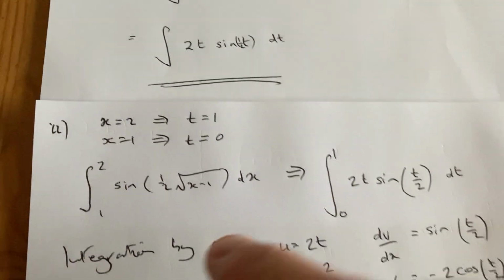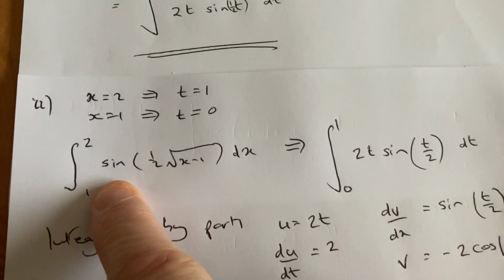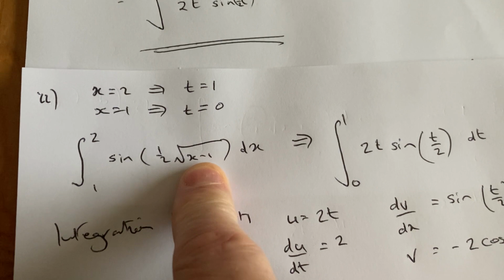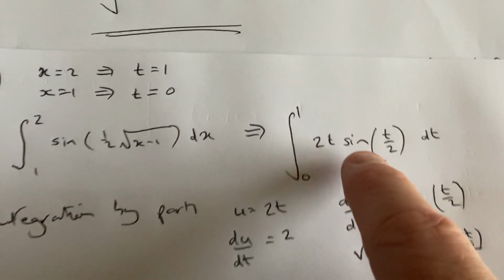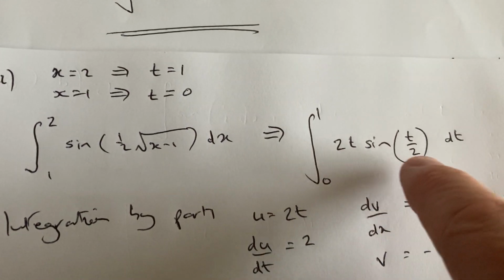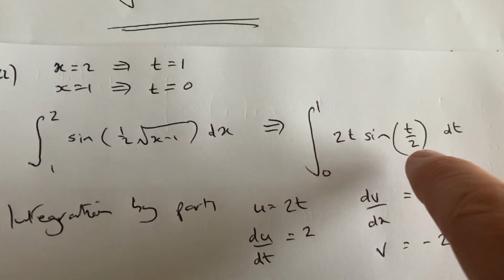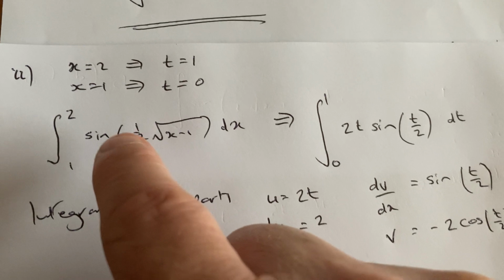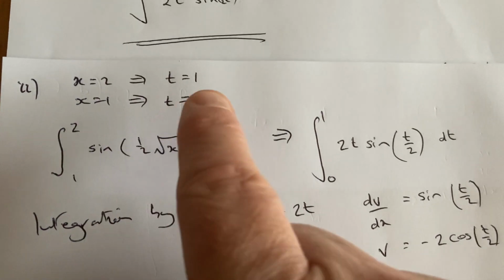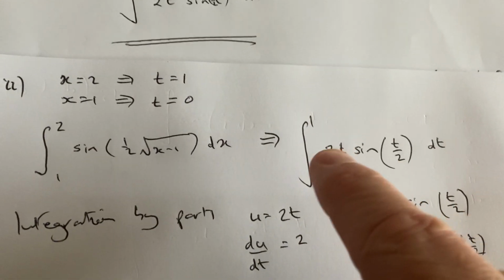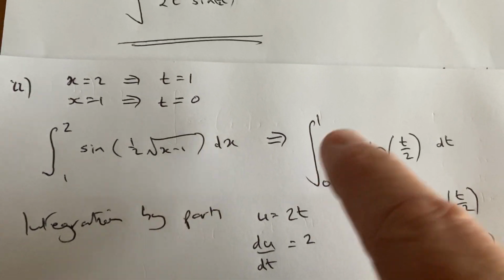Okay, so this is the integration that we want to do. We have just found that we can replace that integration with the one in part A, 2t sin t over 2. Don't forget though, you must change the limits. These are x limits, so 2 and 1 become 1 and 0 when you change it into a t integration.